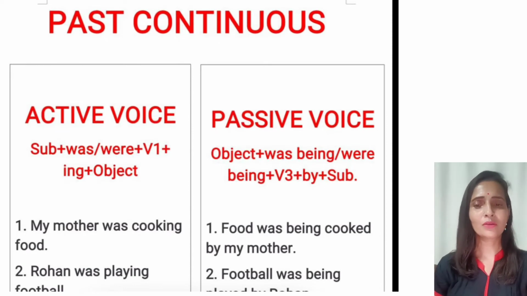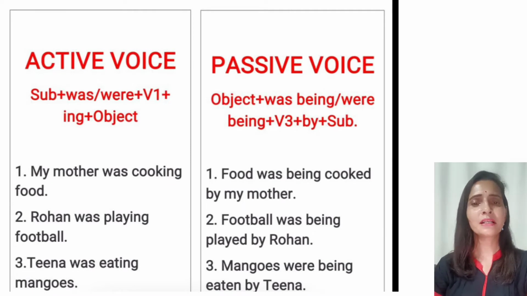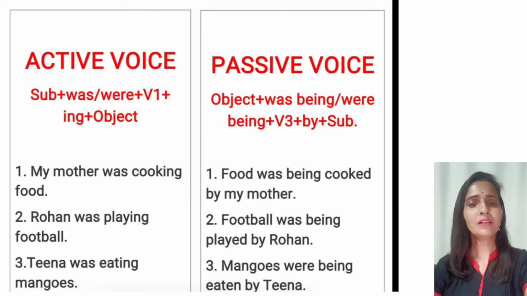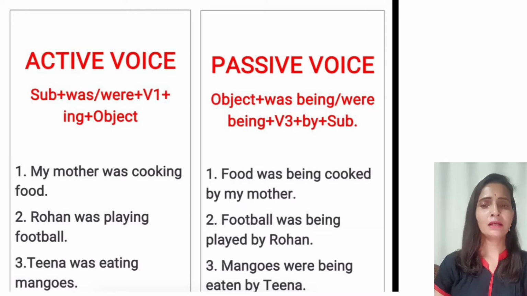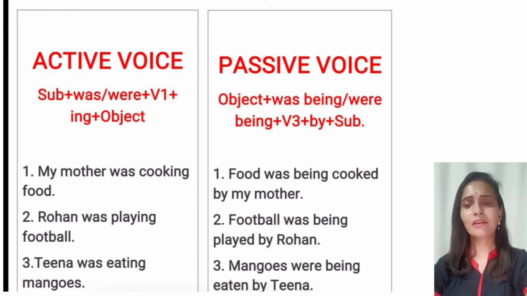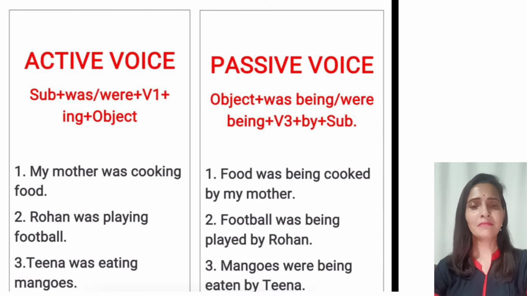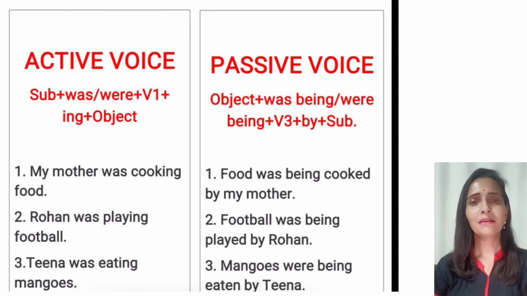into passive voice. Okay, so its formula is subject plus was/were plus verb 1 plus ing plus object. When we will change into passive voice, its formula will be object plus was/were being plus verb 3 plus by plus subject. Remember, if there is was/were verbing in the active, then you will change was/were verbing into was/were being verb 3.